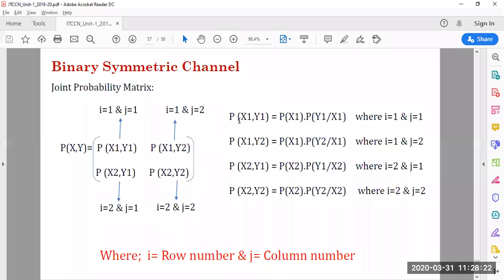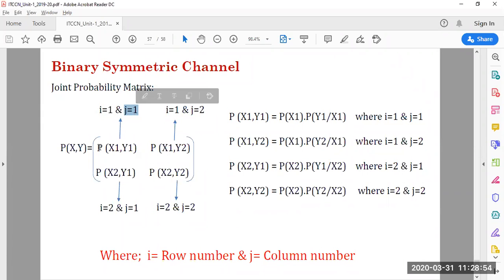So either you can implement these formulas directly one by one, that is P of x1 comma y1 is equal to this, then P of x1 y2, x2 y1, and then P of x2 y2. Either you can implement all these four statements separately, or you can use the for loop. Now remember, this is my first element. My row number is 1 and column number is 1. That's why the value of i is nothing but row number, and value of j is column number.